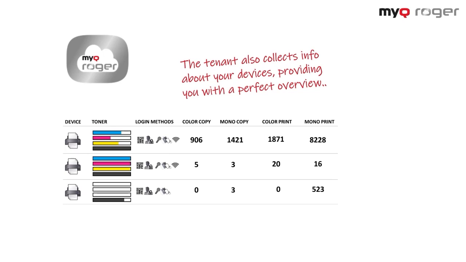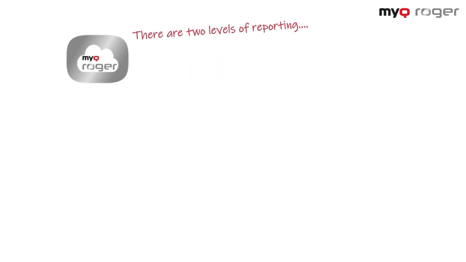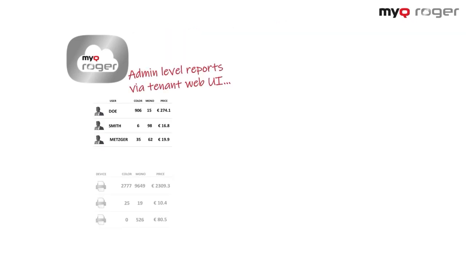And it's not only on the part, because what logically should come with the accounting is the reporting. Now, when it comes to that, there are two options or two levels which we are currently offering to our customers. The first one is the admin level reports via Tenant Web UI, where you can generate your reports like you can see here. So that could be, for example, reports per users or reports per devices.